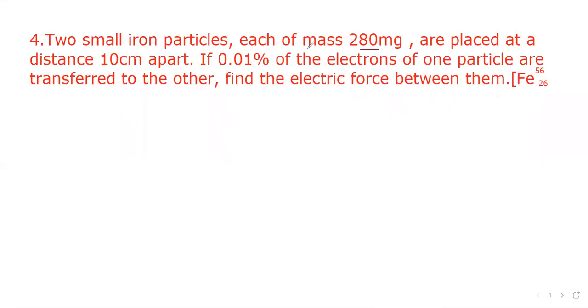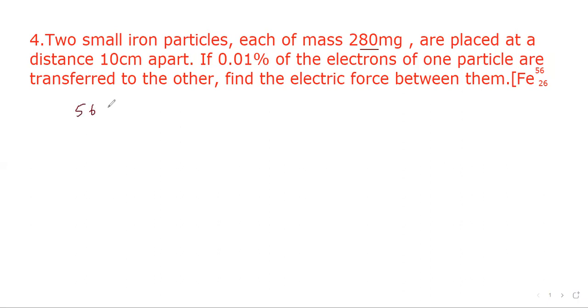Two small iron particles, each of mass 280 mg, are placed at a distance 10 centimeter apart. If 0.01% of the electrons of one particle are transferred to the other, find the electric force between them. Given Fe, atomic number 26, and atomic weight 56. So here, let's find out the number of atoms present in 280 mg of iron, and after that we will calculate the number of electrons.